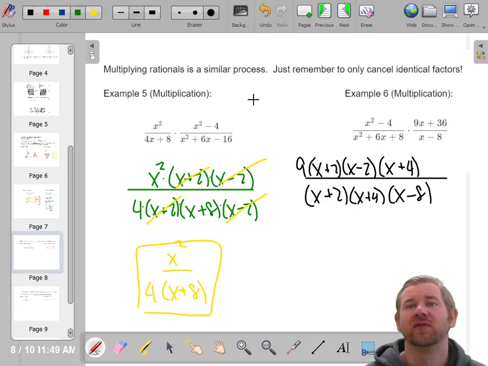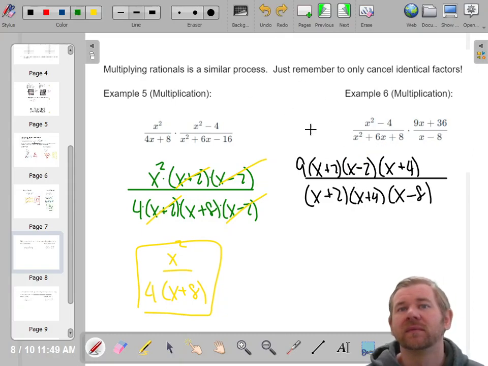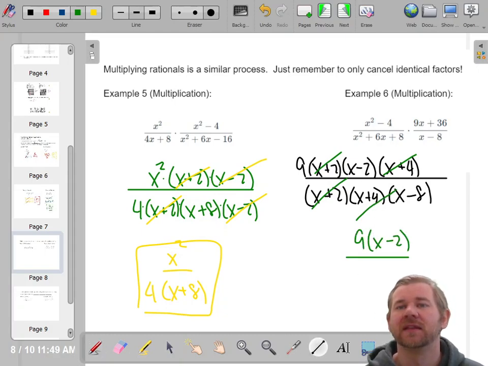So does anything go away? Hopefully. No. x plus 2, x plus 4. 9, x minus 2 stays in the top. And in the bottom, you have x minus 8. So we're done with that one.